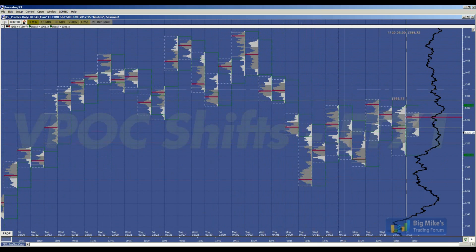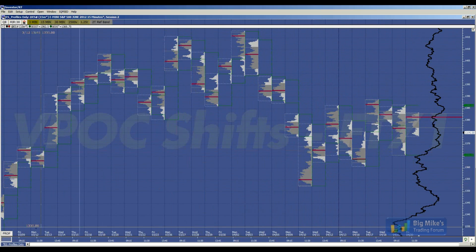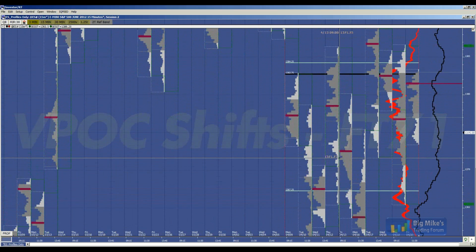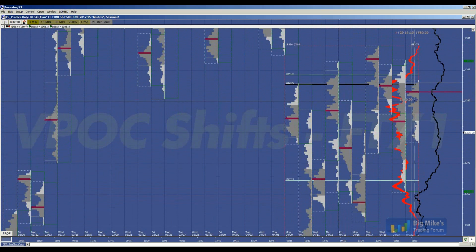Look at the VPOC in this zone. What do you think of that? What is this telling you, this zone that we're in now? This is from the 5th till yesterday. This is where I draw a composite, right? Because this is imbalance. So I'm looking at a composite, and I'm trying to read what's happening within the composite.